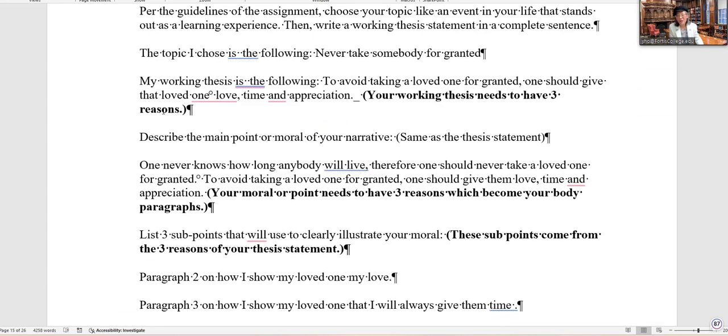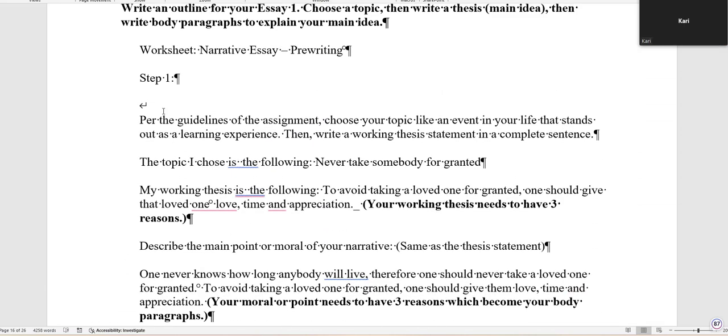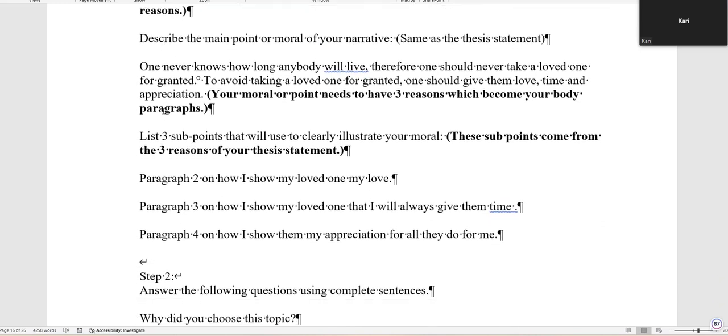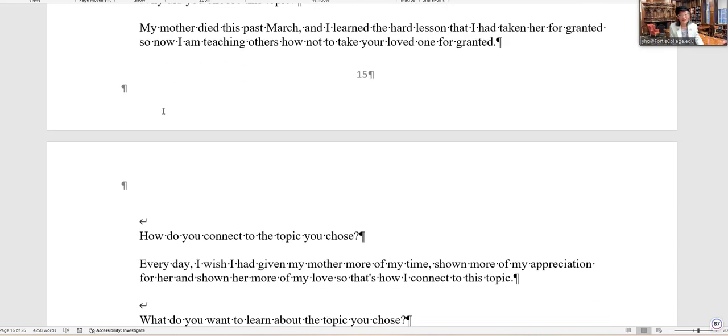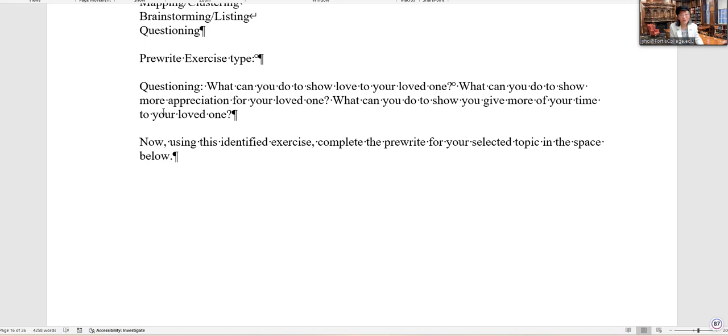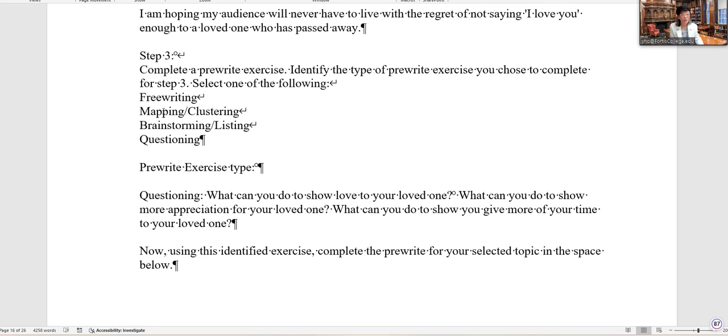Did you do your worksheet already? I think so. Have you? Okay, so we'll just go over this really quick. I mean, people can just look this over. I'm just going to go over this.